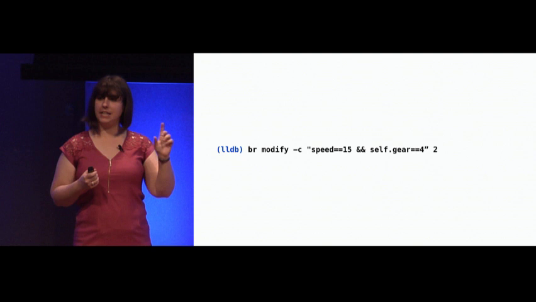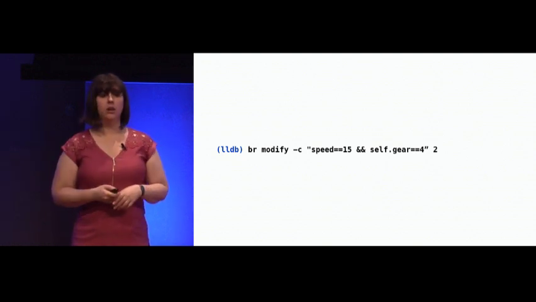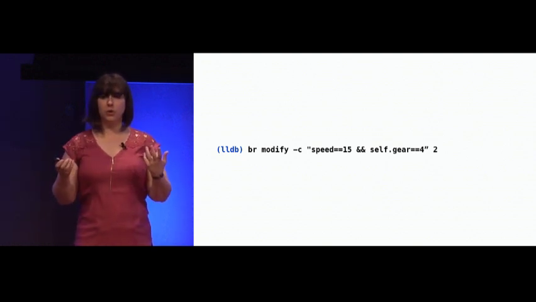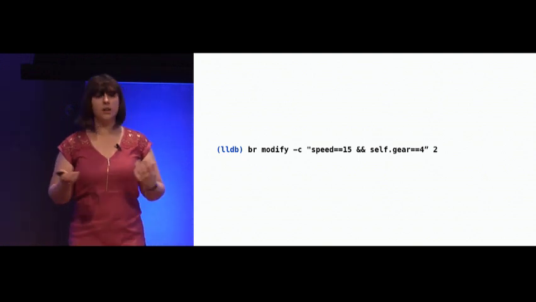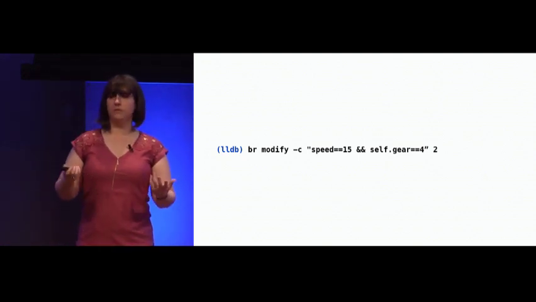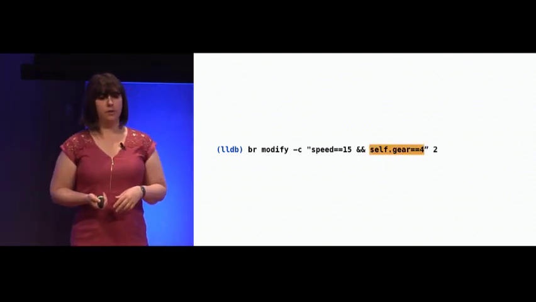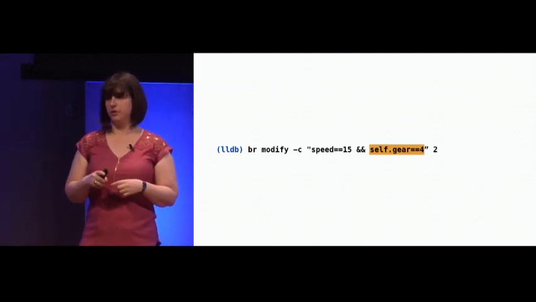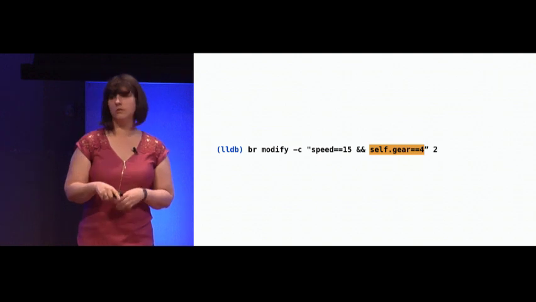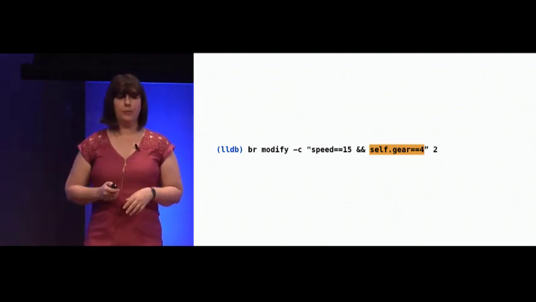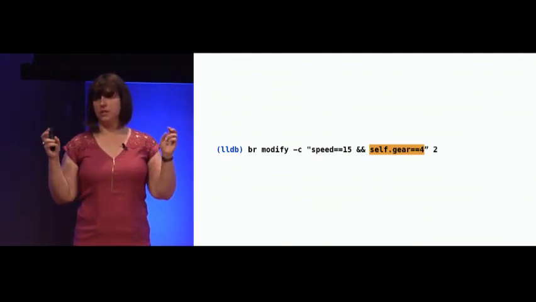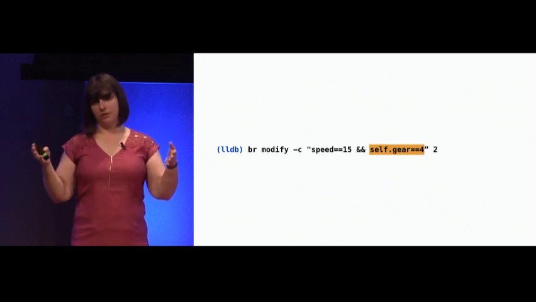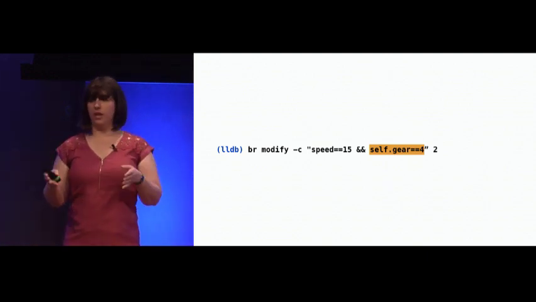The modify -c adds the condition. You can obviously do any sort of compound stuff that you want. So you have speed equals 15 and gear is 4. And this is an Objective-C enum, because Objective-C enums are integers. lldb only understands the integers. Fun fact. But yeah, you can do any sort of thing inside that quote as long as it would be a single line of execution within your program.